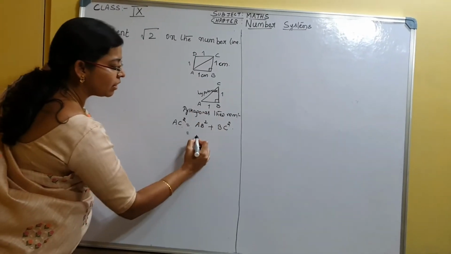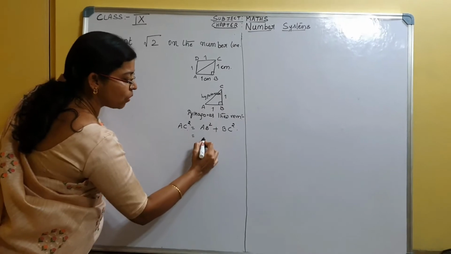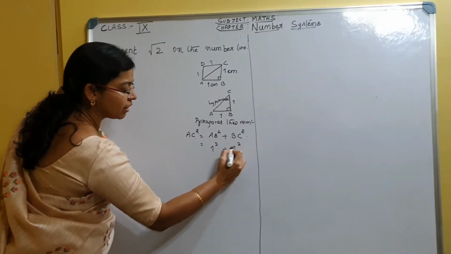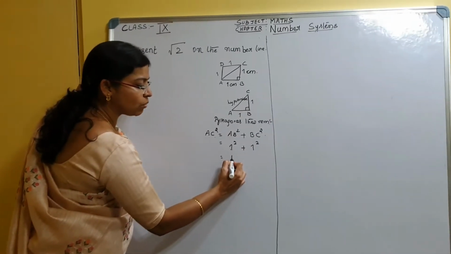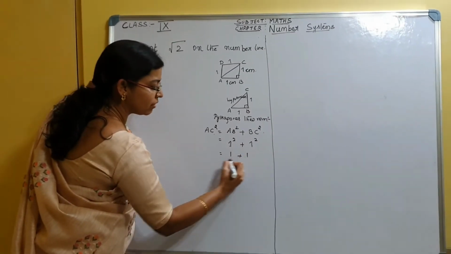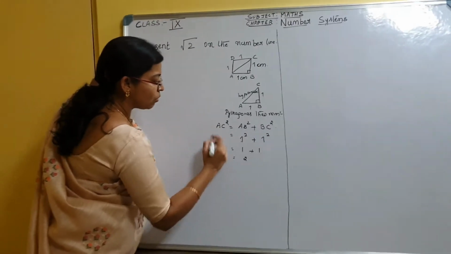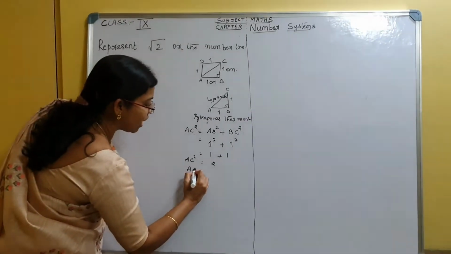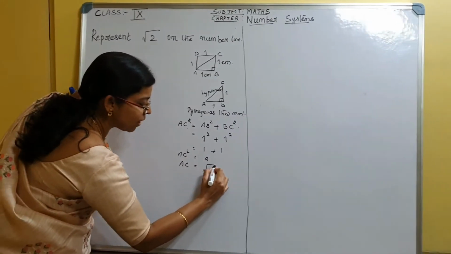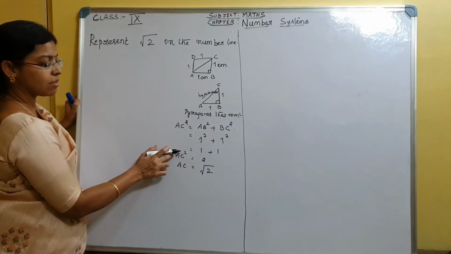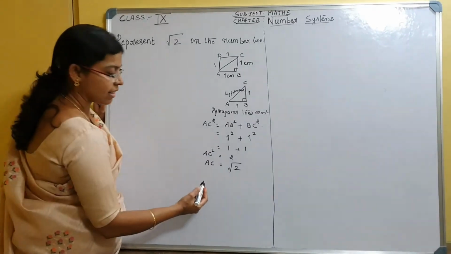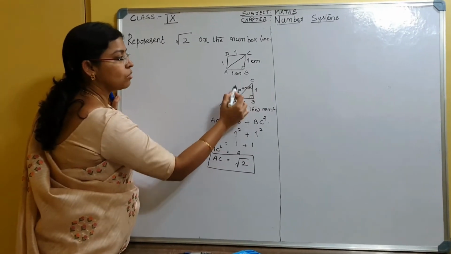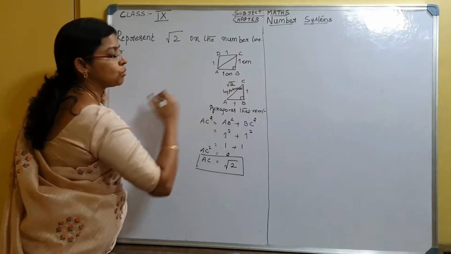What is AB square? What is the length of the AB? 1 unit. So 1 square plus what is BC? It is 1 square. 1 square is again 1 into 1, 1, plus 1 into 1, 1, which is 1 plus 1, 2. What is on the left hand side? AC square. How do we get the value of AC? By taking the square root of 2. How can we eliminate the square? By taking the square root on the right hand side. So what is AC? The length of AC is root 2.